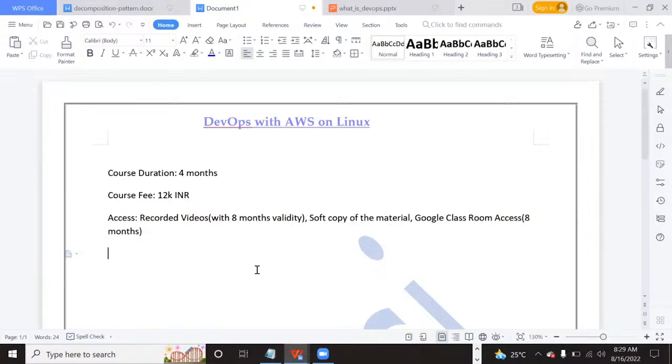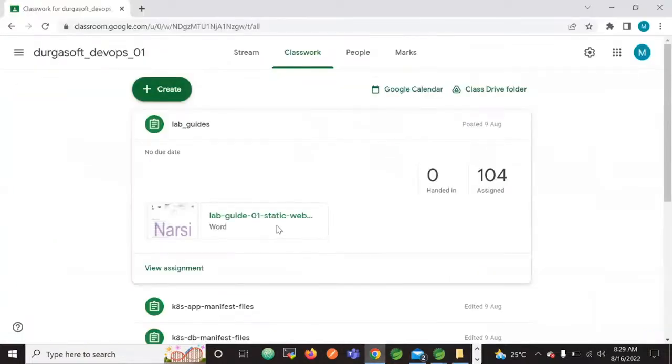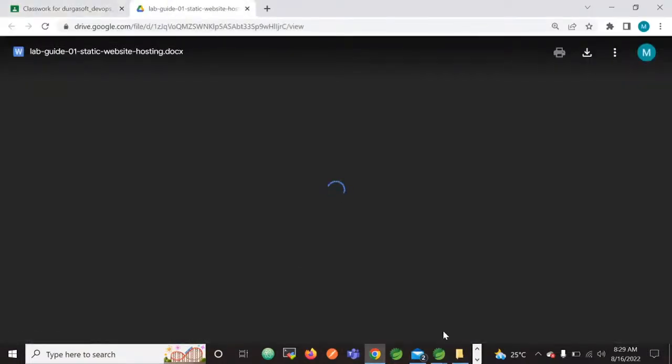Okay, and after this, how many projects will you do? A total of 5 projects. In these projects, you will do one static website hosting. You can see that here in the handout I have shared. This is lab guide 1, static website hosting.